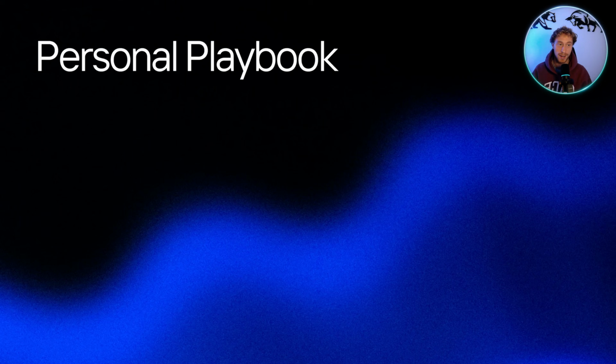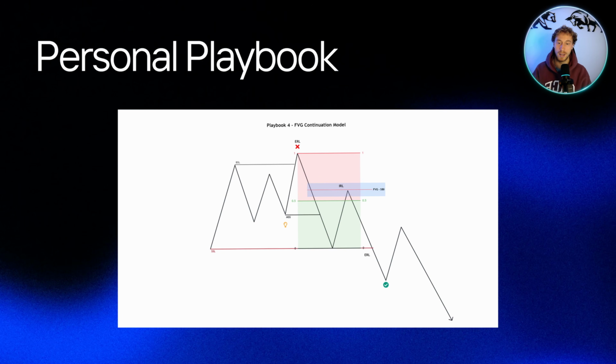Now let's jump right into my personal playbook that I have used for this particular trade. So I have used my Playbook 4, which is my fair value gap continuation model. So the most important thing when it comes to my Playbook 4 and or any other playbook I'm using in my trading is the higher time frame context. The higher time frame context is most important, and we have to keep that in mind.